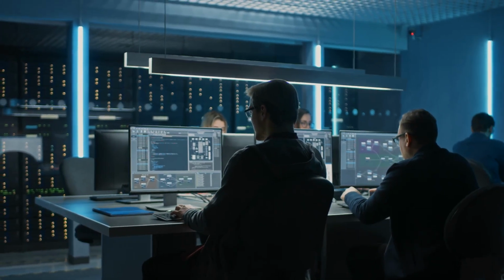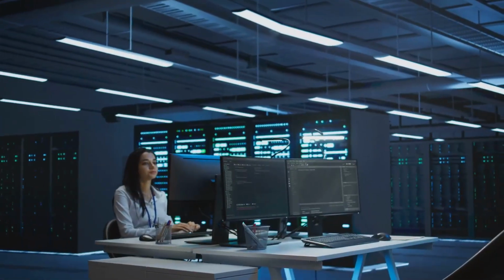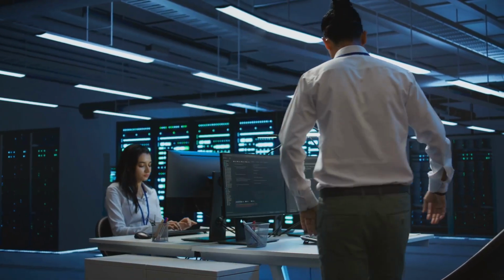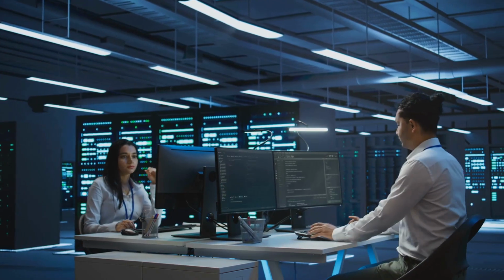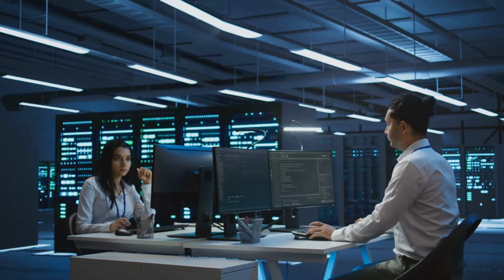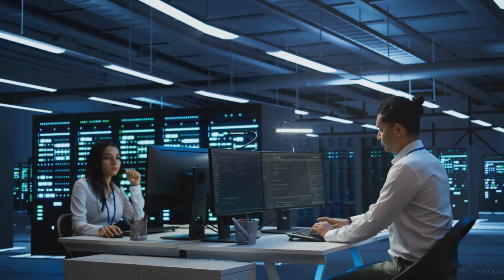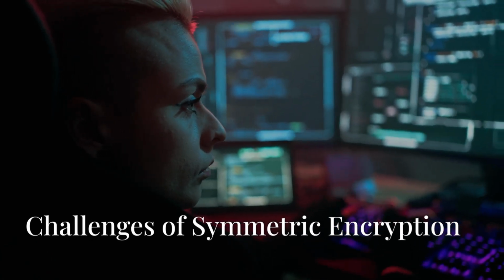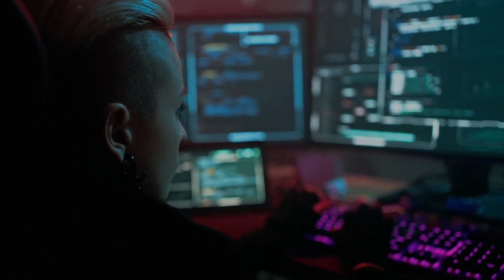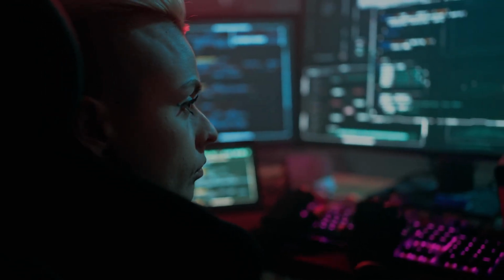One of the key advantages of AES is its speed and efficiency, particularly when handling large volumes of data. This makes it ideal for applications such as file encryption, secure communications, and data storage, where performance is critical. However, while AES offers significant benefits, it is not without limitations.